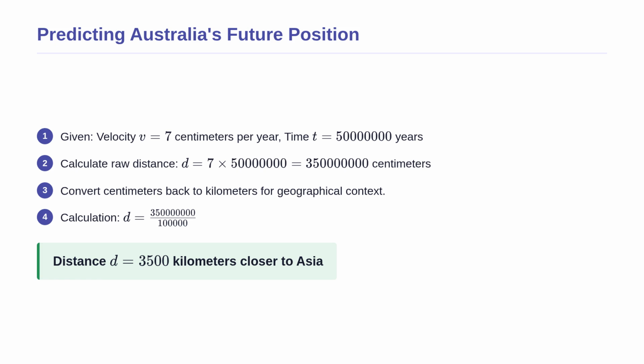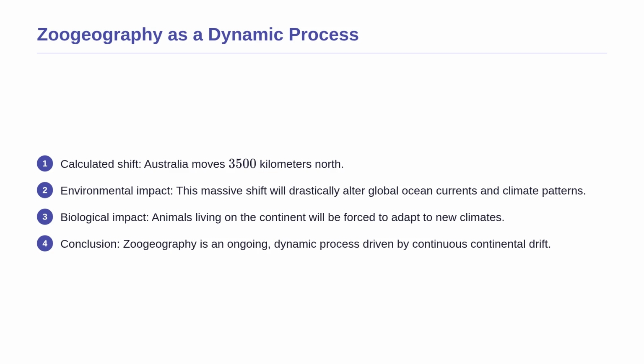This gives us a raw distance of 350 million centimeters. Because centimeters are too small to comprehend on a global scale, we divide by 100,000 to convert it back into kilometers. The final answer is 3,500 kilometers. Australia will move significantly further north. So we have proven that Australia will move 3,500 kilometers. This brings us to a critical realization about the future of life on Earth.